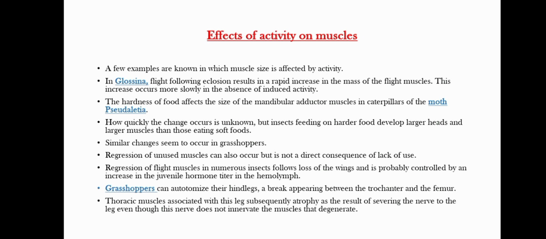The regression of unused muscles can also occur, but it is not a consequence of the lack of use. The regression of flight muscles in numerous insects follows loss of the wings and is probably controlled by an increase in juvenile hormone titer in the hemolymph. Grasshoppers can autotomize their hind legs, that is, separate their hind legs, with a break appearing between the trochanter and the femur, and that may contribute to the degeneration of the thoracic muscles also.